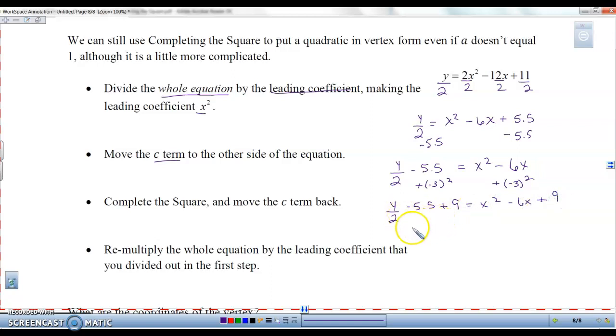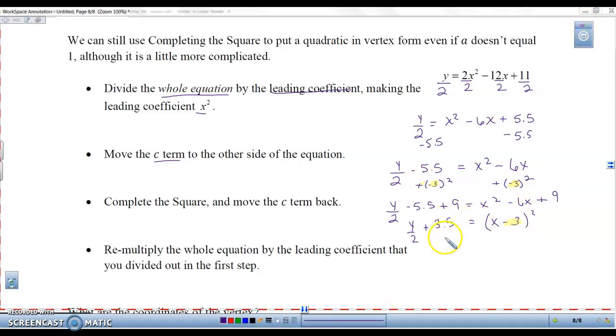All right, when I combine my terms here, I get y over 2 plus 3.5. Now, x squared minus 6x plus 9 is what perfect square trinomial? Remember, the perfect square trinomial is whatever we took half the b of. So this is going to be x minus 3, because this will match that when you do this.